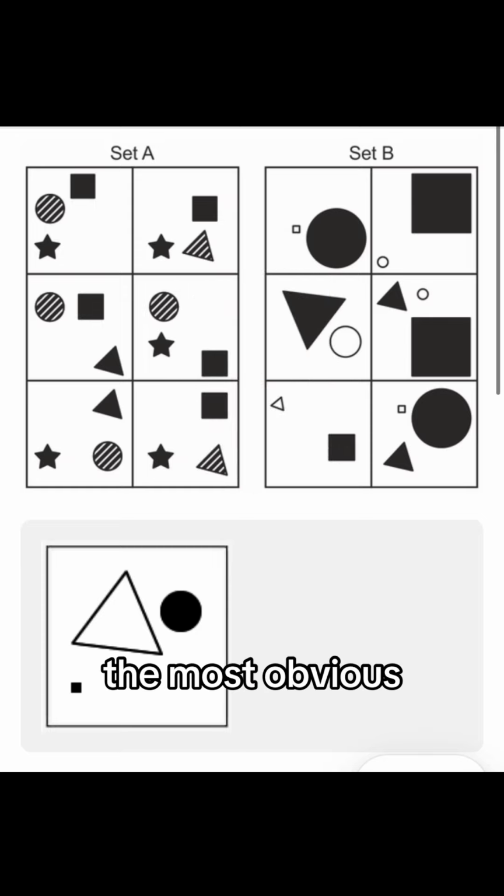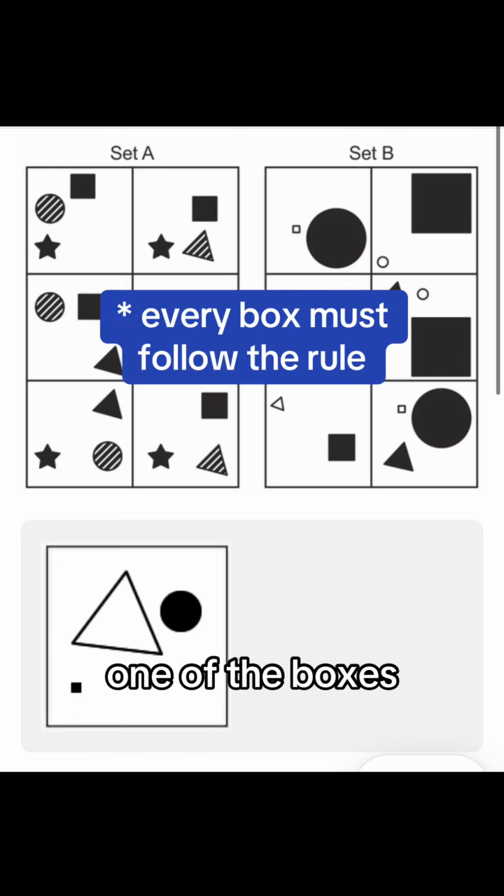Zooming out, the most obvious difference I can see is that set B does have larger shapes. In set A, the shapes are around the same size, and I can always see that set B has an unshaded shape, whereas set A always has one striped shape. Remember, your rule needs to be fulfilled by every one of the boxes.